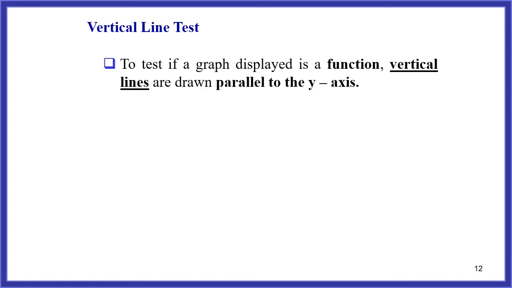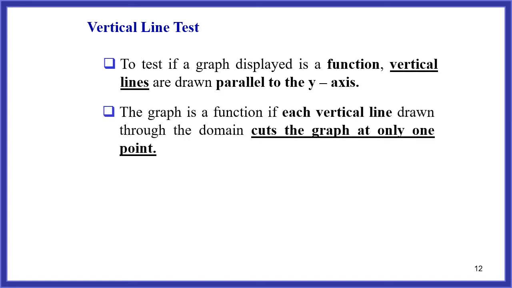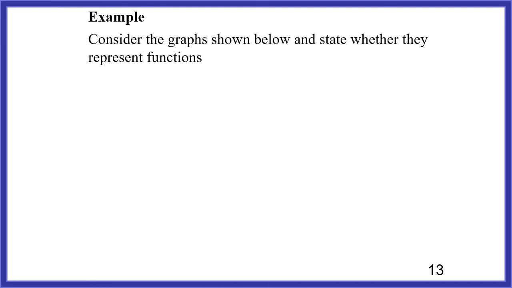Okay, so what is the use of the vertical line test? To test if a graph displayed is a function, vertical lines are drawn parallel to the y-axis. The graph is a function if each vertical line drawn through the domain cuts the graph at only one point. This is called the vertical line test. Okay, let's see some examples. Consider the graphs shown below and state whether they represent functions.